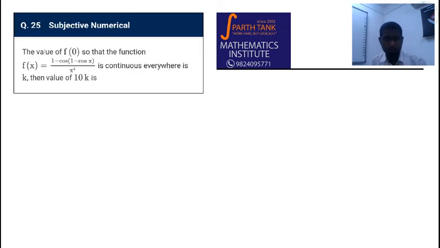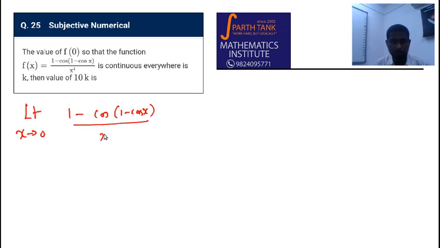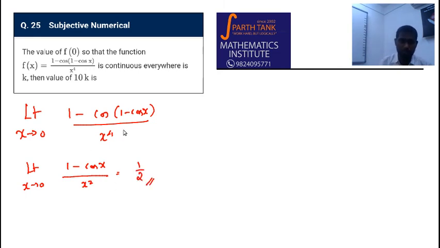The last problem, very simple problem. f of x is 1 minus cos of 1 minus cos x by x power 4, is continuous everywhere, and is k. That is the value of f of 0. What should be the value of f of 0? Basically they are asking us to find the limit as x tends to 0 of 1 minus cos of 1 minus cos x upon x power 4. You must know that the limit as x tends to 0 of 1 minus cos x by x squared is nothing but 1 by 2. Remember this. So we'll use this here.